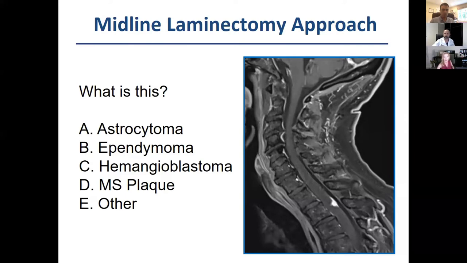Usually, astrocytomas are larger and less well-defined. Ependymoma would be in the center of the cord because it comes from the ependymal cells around the cord's central canal. That's not what this is doing. Hemangioblastoma, possibly. I'd have to see it maybe on the axial, but maybe it's a good location. MS plaque, unlikely because of the avid enhancement, and it's very mass-like. I haven't seen an MS plaque look quite that shape. Other, I would also include something like sarcoid. That's how I would go down your list there. So of those, I would say C or E.